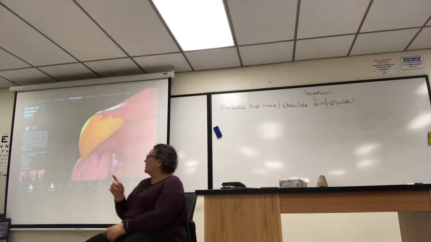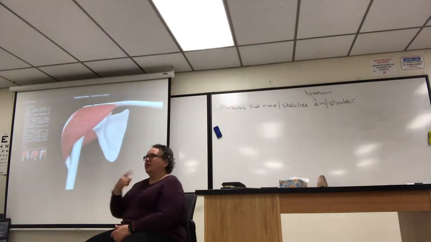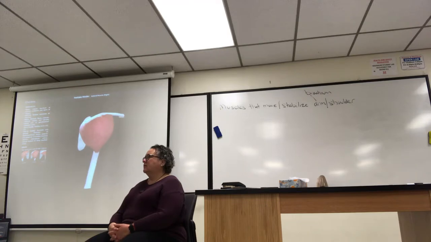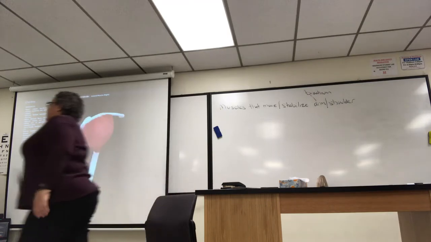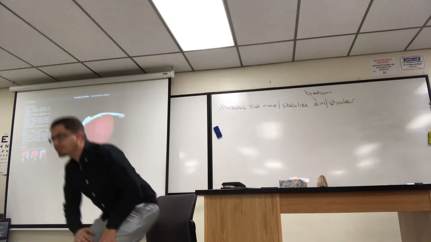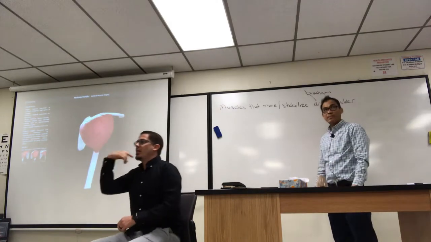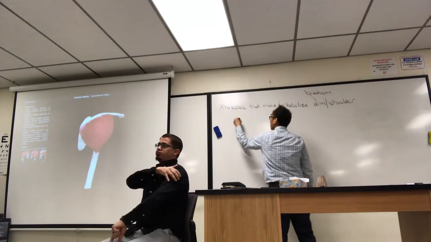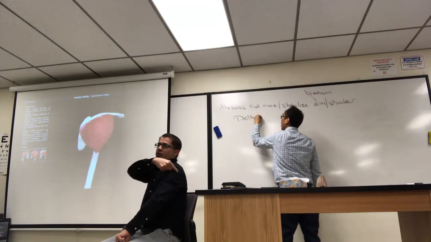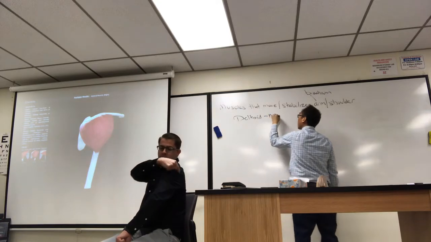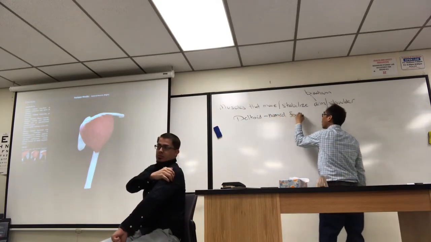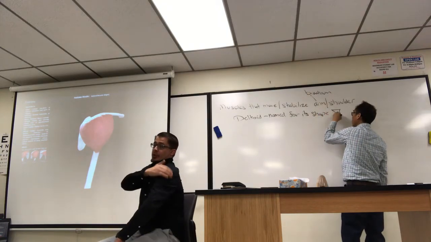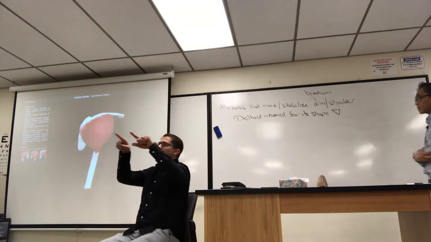Let me highlight just the deltoid. There we go. There's a lateral view of deltoid. Looks like an upside down triangle. So this muscle is named for its shape. Delta is a triangle shape. Upside down triangle, more or less. It's the sign for delta.